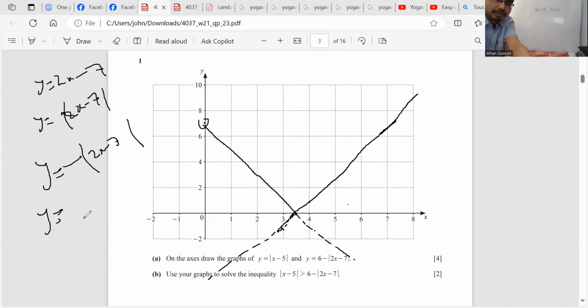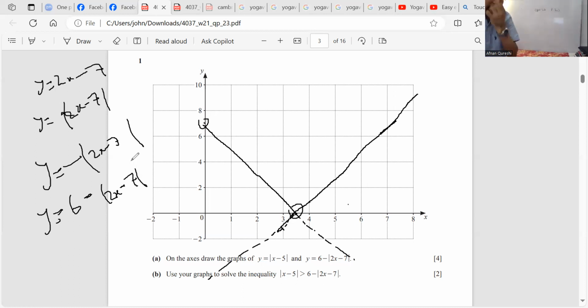So y equals, now this is what they're asking for. This is basically this expression plus 6. And do keep in mind that this is the vertex. At x equals 3.5, you have the vertex, the point where the graph has a bend, where it is turning in this way. So 6 minus modulus 2x minus 7.